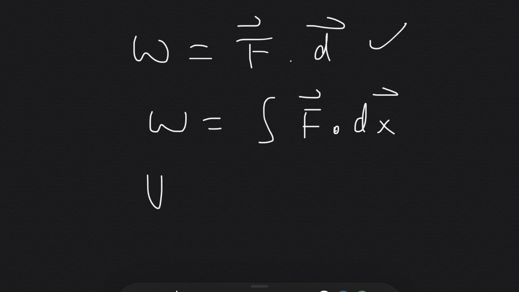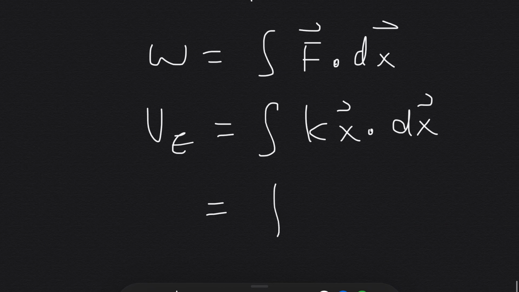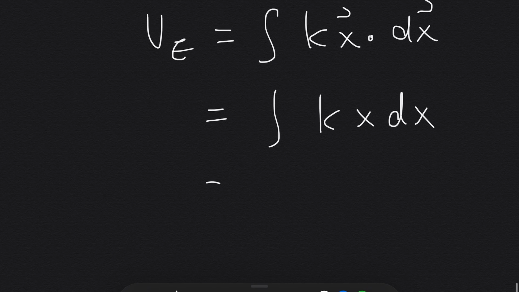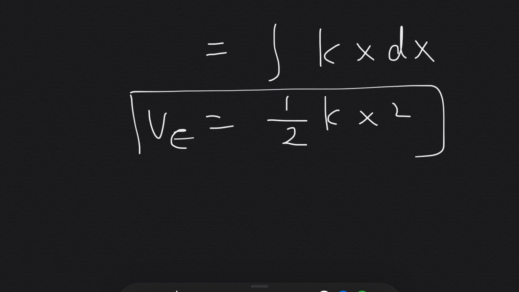But for our elastic potential energy case, this F is kx, and it becomes dotted with this dx, and x and dx are in the same direction, so I can just write it as kx dx. And if you know a thing or two about integration, this becomes 1/2 kx squared. All right, if you don't know much about calculus, then don't worry about it. Maybe look it up if you're interested, but that's our elastic potential energy.